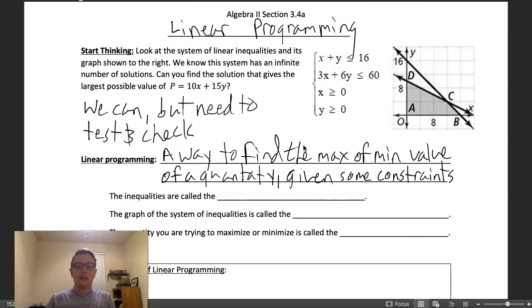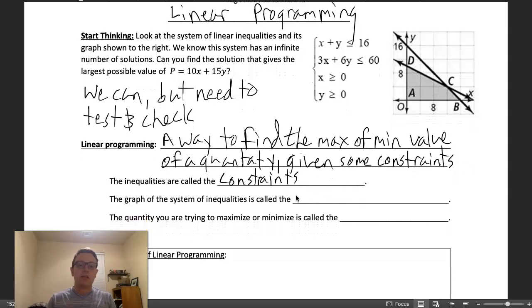Now, what was constraining this one? It was the inequalities, and so that's why the inequalities are called the constraints. And the graph, the shaded region, is what we call the feasible region. All feasible means is that it's our possible region. It's something that could work. So any of these answers are feasible. They could work. And the quantity we're trying to maximize or minimize is called the objective function.